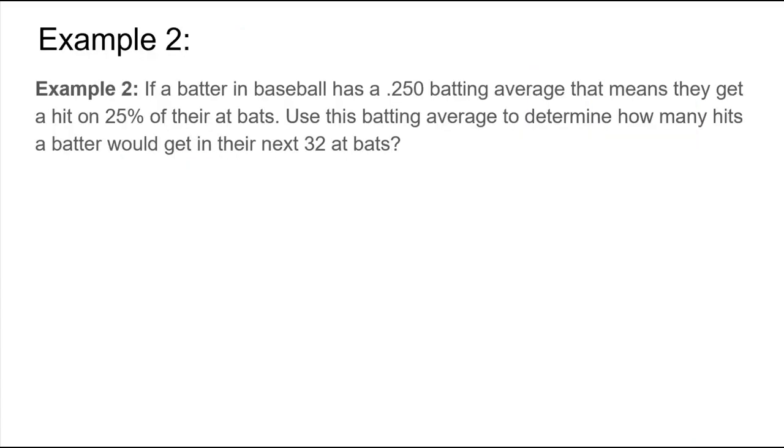Our second example says, if a batter in baseball has a .250 batting average, that means they get a hit on 25% of their at-bats. Using this batting average, determine how many hits a batter will get in their next 32 at-bats.